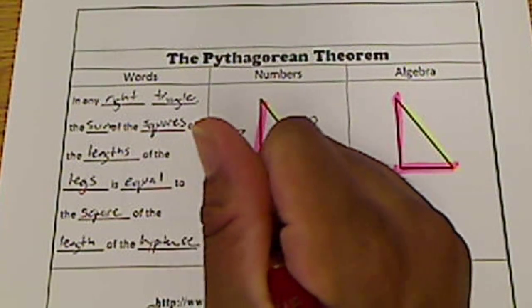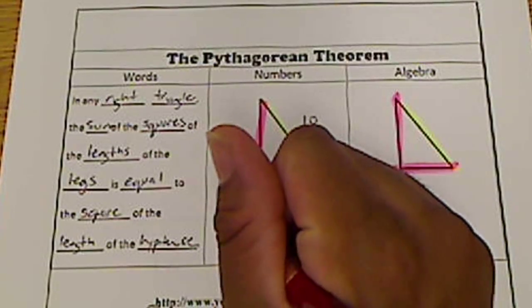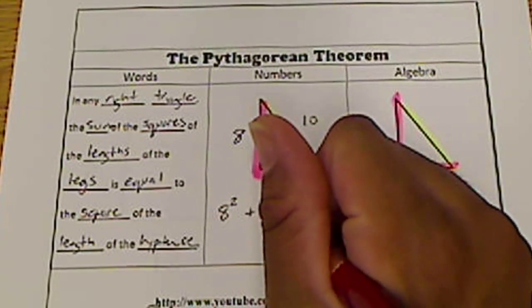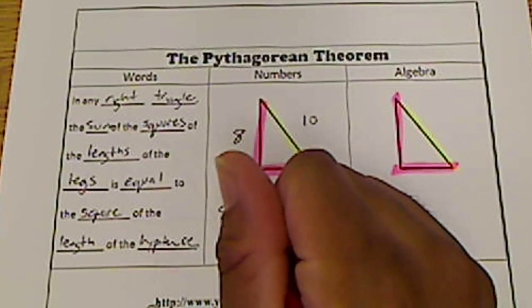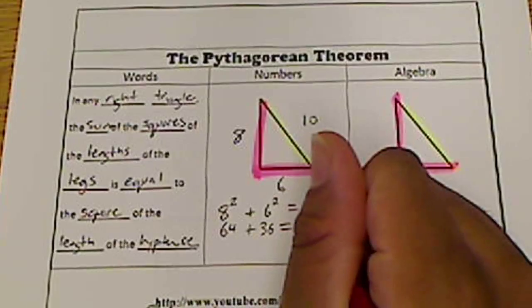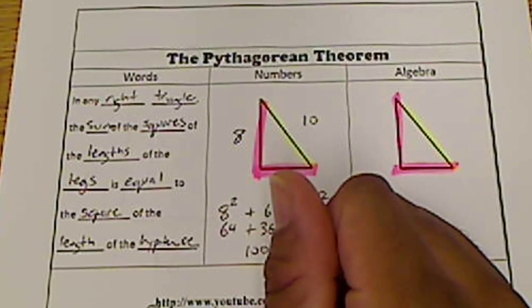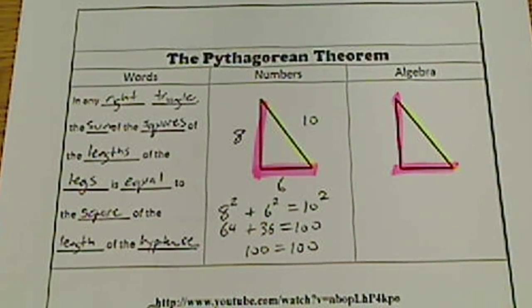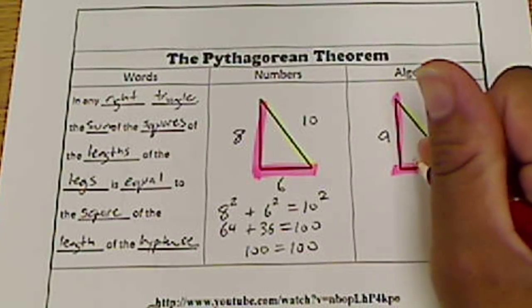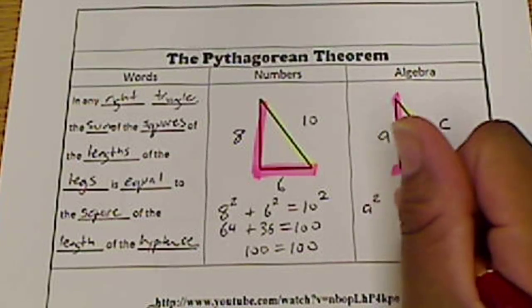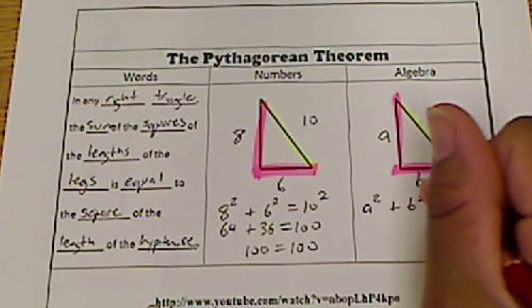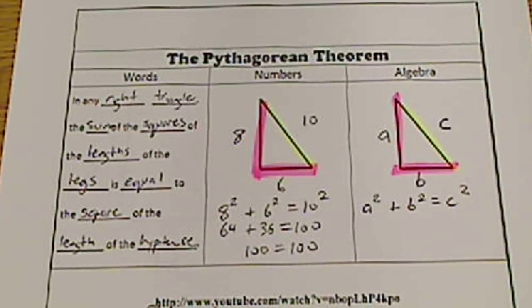So I'm going to do 8 squared plus 6 squared equals 10 squared. That's 64 plus 36 equals 100. When I add those, my legs should equal the hypotenuse. Is that correct? Yes. And remember the formula for the Pythagorean theorem: a plus b equals c, which I will write out as a squared plus b squared equals c squared.